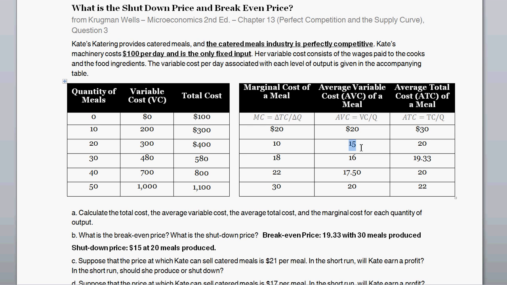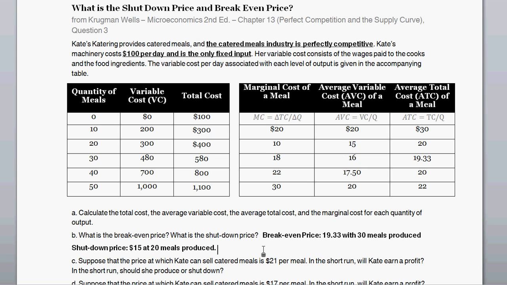They'll never be able to bring in enough money per dish to pay for the ingredients and pay for the workers. So there's just no way in which this company can make money because it can't even cover those variable costs, right? So surely, even in the short term and the long term, it wants to go out of business if the market price is anything less than this $15.